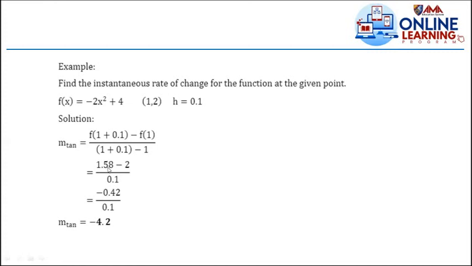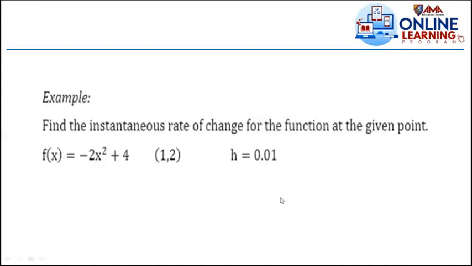is 1.58. Tapos, f of 1, 1 squared is 1, multiply by negative 2 is negative 2, plus 4, we have 2, all over 0.1. So, we have negative 0.42 divided by 0.1. So, your tangent slope line formula value is equal to negative 4.2. So, that's our example number 1.